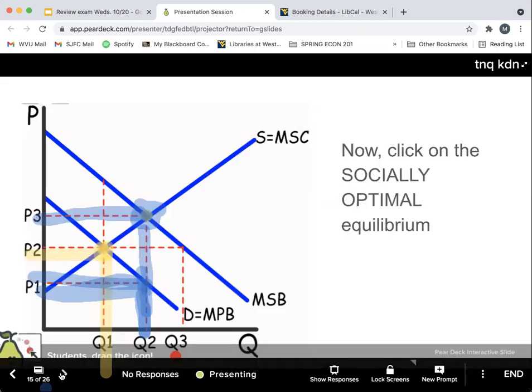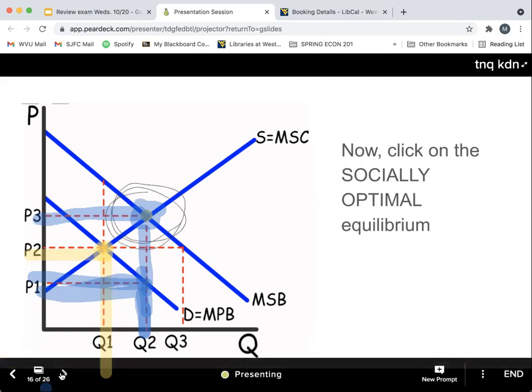All right, so we talked about that socially optimal point, where originally we had that point down here. This is our market equilibrium. But where those social curves cross is going to be that social optimum. So say I want to now find the deadweight loss here.